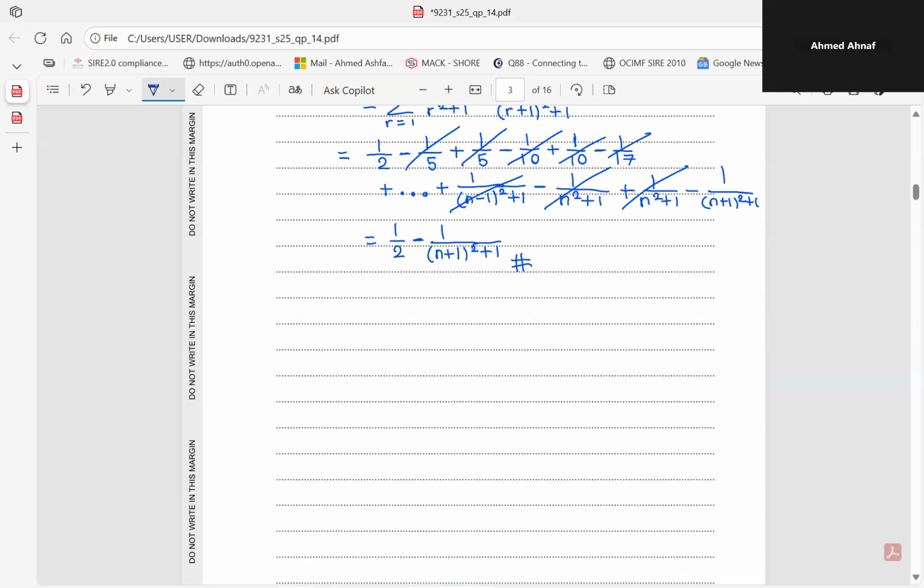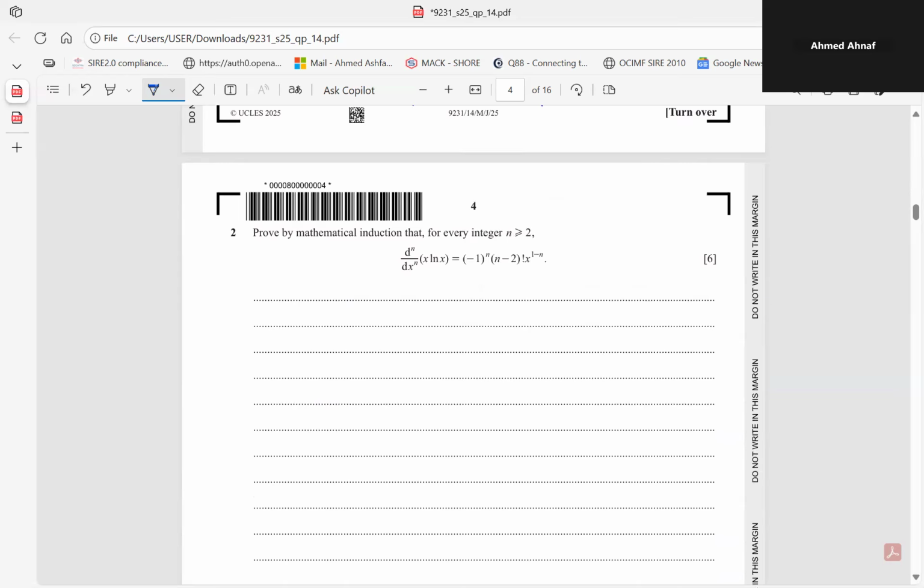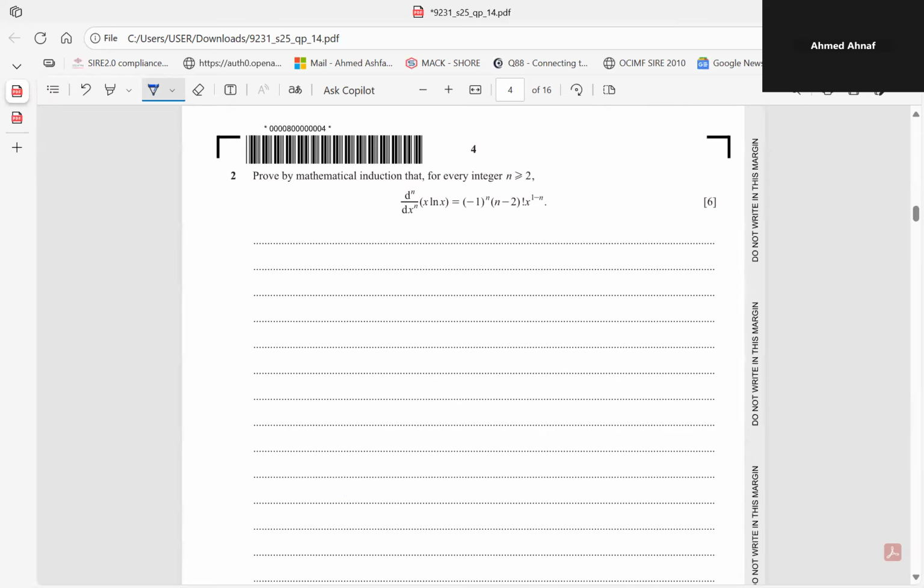So basically, as n gets bigger and bigger, the denominator becomes infinity, so it's just 1 over infinity, so this becomes just 0, and then you get 1/2 minus 0, which is just 1/2. So the answer is just 1/2. So this is our final answer for this part. Let's head on to the next question.